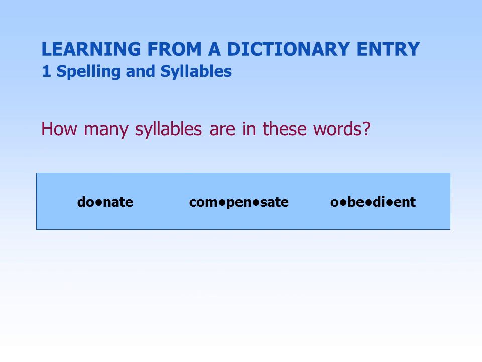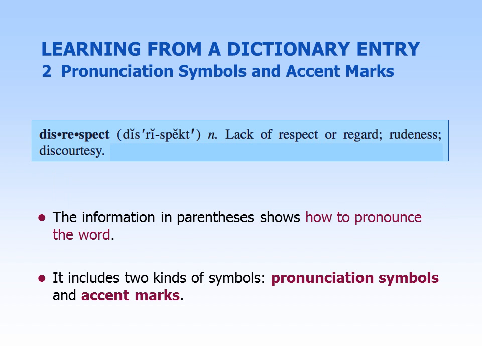Okay, let's try this out. Let's see how many syllables are in the words. Donate. There are 2 syllables. You see the dot between do and nate. So 2 syllables for donate. The next word is compensate. How many syllables does that have? It has 3. Compensate. The next word is obedient. How many syllables does that have? 4. Look at the dots to show you. Can you hear it?